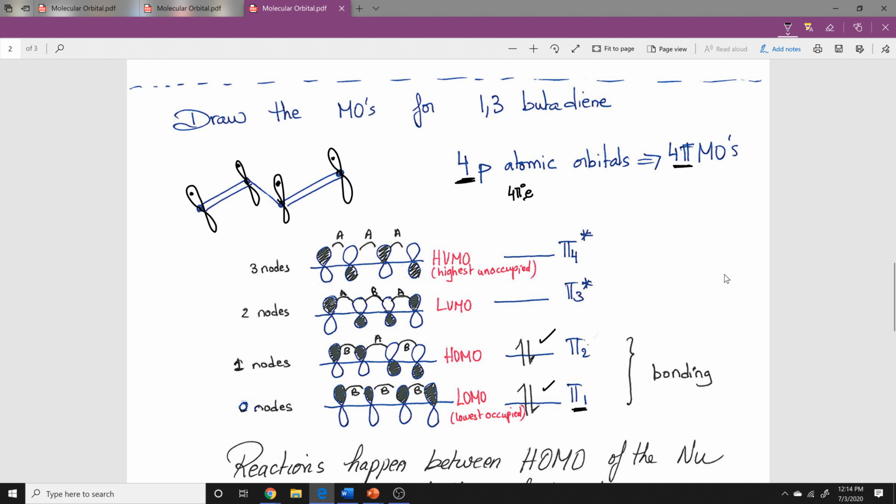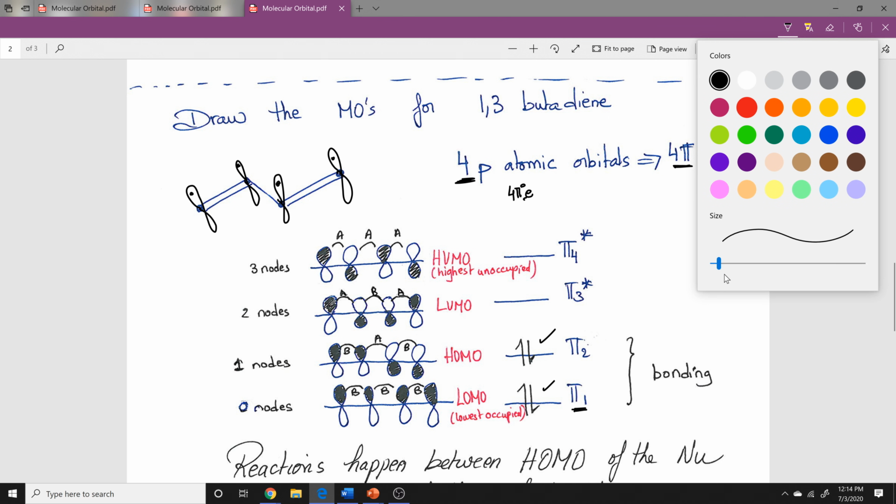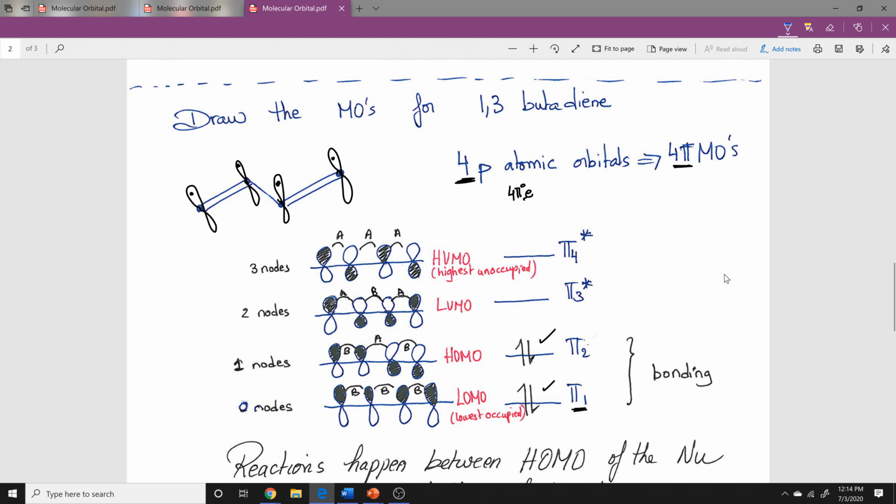So now we want to figure out for the butadiene, where is our highest occupied molecular orbital? The highest occupied molecular orbital is the highest molecular orbital that has electrons in it, it doesn't have to be completely filled. Now the highest occupied molecular orbital that has electrons in it is pi 2. This is the highest molecular orbital that has electrons, so I'm going to label it highest occupied molecular orbital in there.